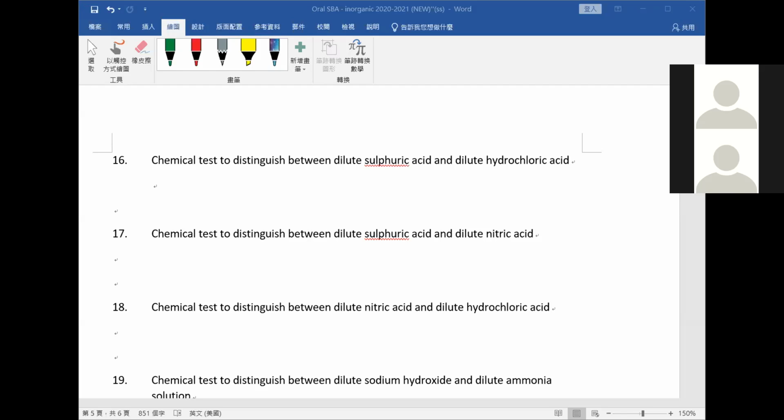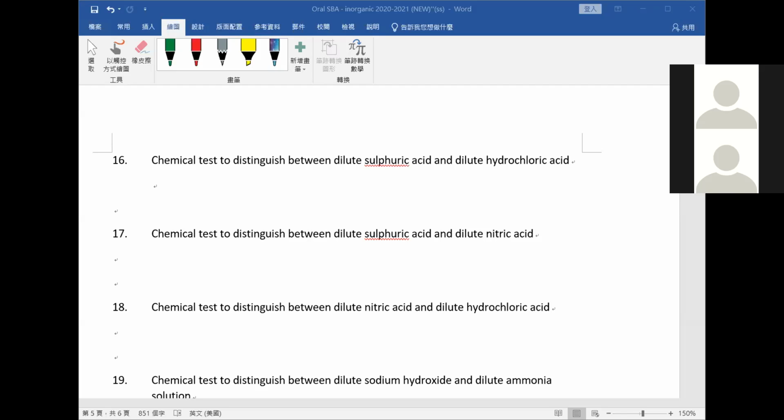We would like to strengthen this part by asking you the equations. How will you write down equations? Only for the first one. How about the second one? Barium ion plus sulfate ion to form barium sulfate. It's a very easy one if you are asked to write down the ionic equation. Okay.